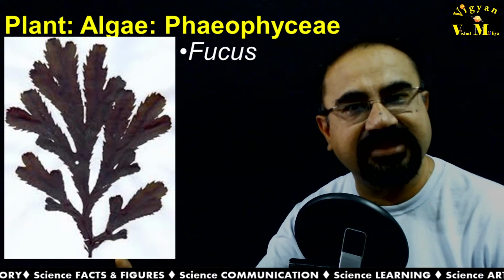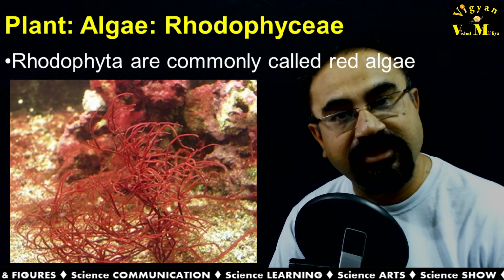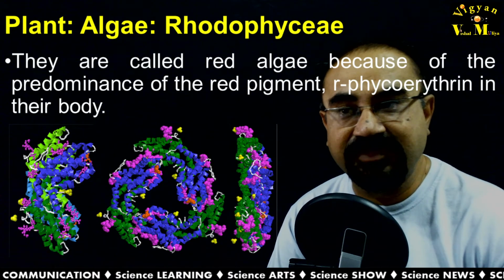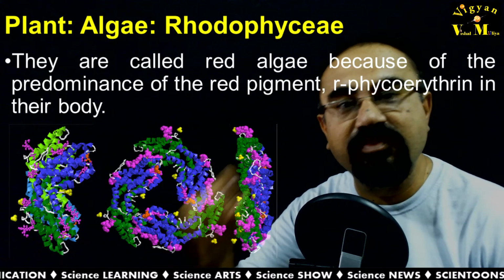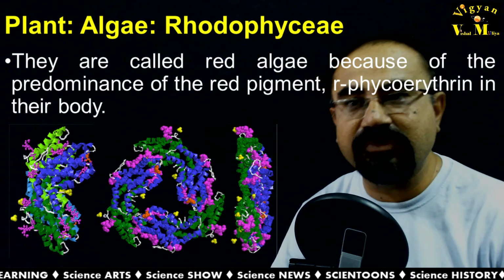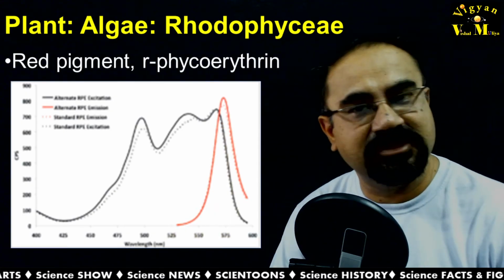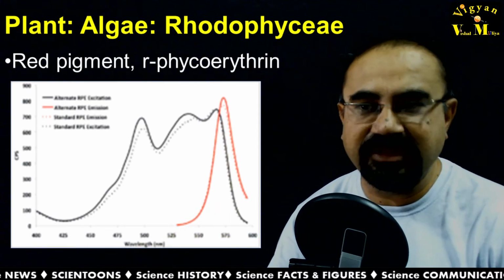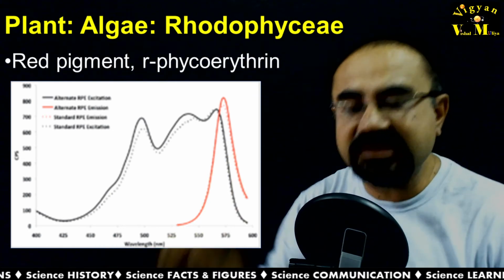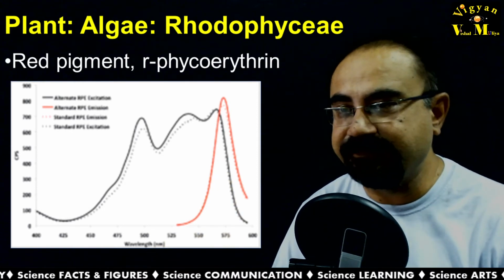Coming to the next class, that is Rhodophyceae. The members of Rhodophyceae are commonly known as red alga, and the term red alga is given because there is a predominance of red pigment, that is phycoerythrin. Because phycoerythrin is present there, one can see it in spectrophotometry also, and with the naked eye we can see it is red in color. So this red alga is because of R-phycoerythrin.